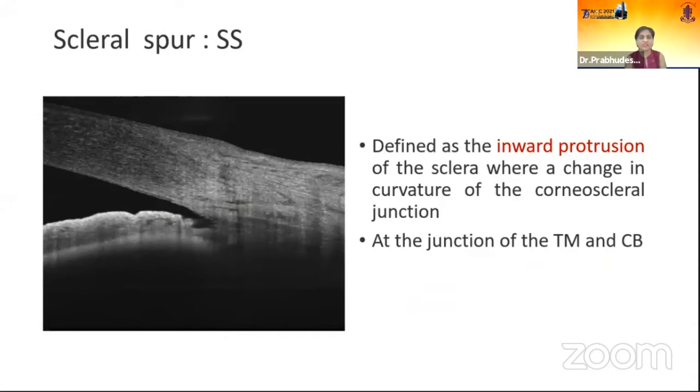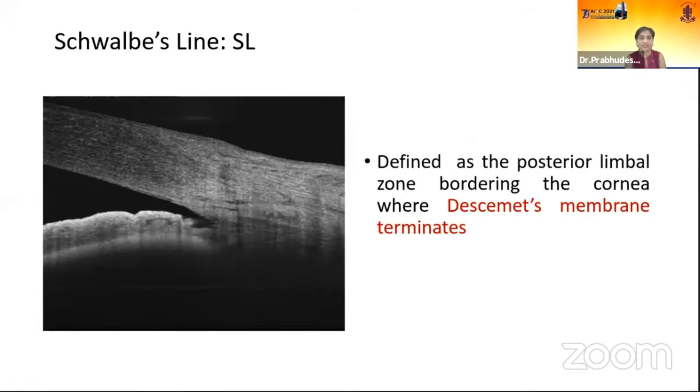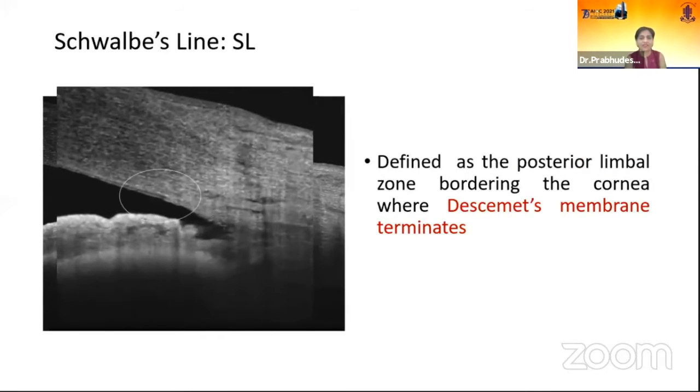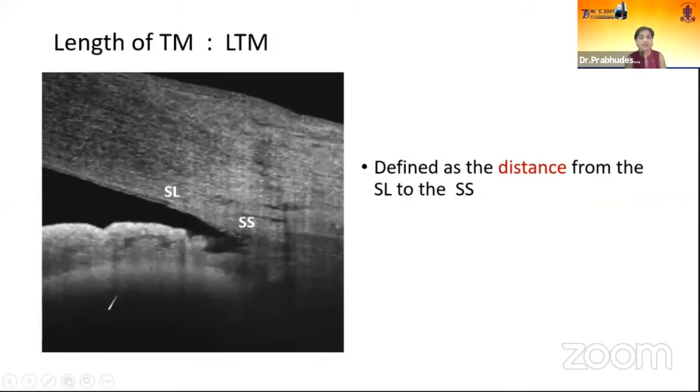So scleral spur is defined as an inward protrusion of the sclera where there is a change in the curvature of the corneoscleral junction, at the junction of trabecular meshwork and the ciliary body. So this is the scleral spur. Schwalbe's line is defined as a posterior limbal zone bordering the cornea where Descemet's membrane terminates, and this can be identified on ASOCT, and you can definitely see where the Schwalbe's line is. Also, the length of the trabecular meshwork is the distance from Schwalbe's line to the scleral spur.